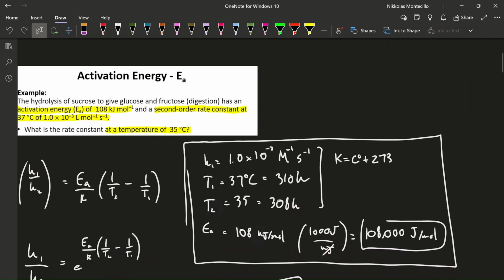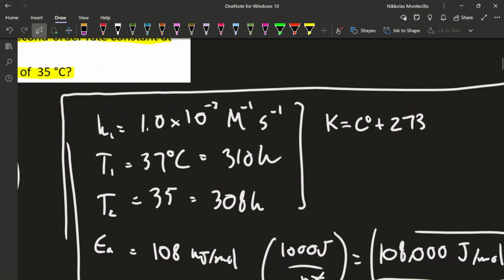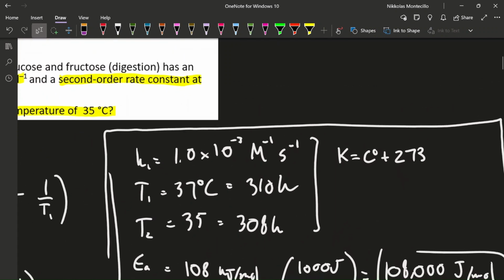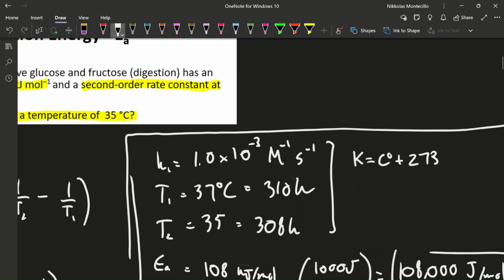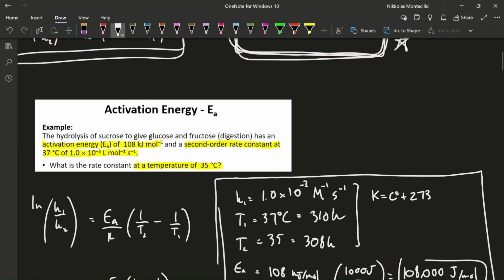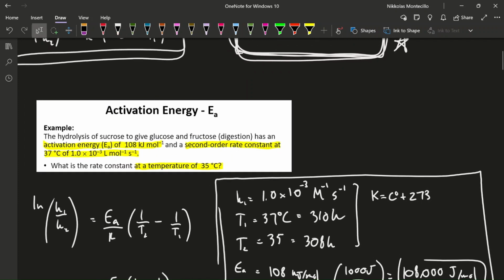So with this, let's define the variables. K1 equals 1.0 times 10 to the negative 3 inverse molar concentration per second, right? Or liters per mole per second, right?